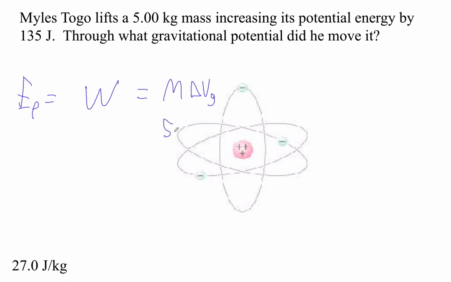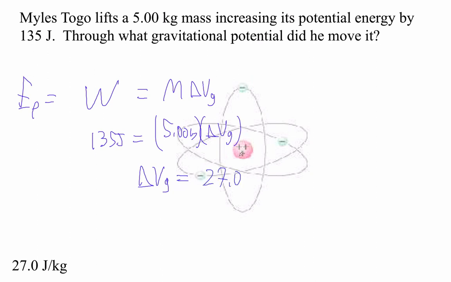So 5.00 kilograms. And then this is what we're trying to solve for, right? And then the work is 135 joules. Okay, so 135 divided by 5 is 27 exactly, right? So change in voltage, or change in gravitational potential. I always want to call it voltage, but it's not. It's 27.0, and then it's joules divided by kilograms. Ta-da.